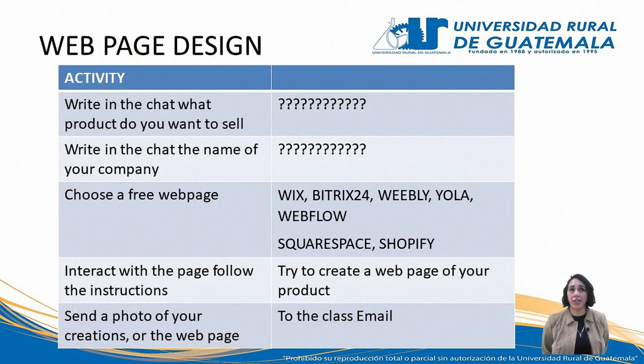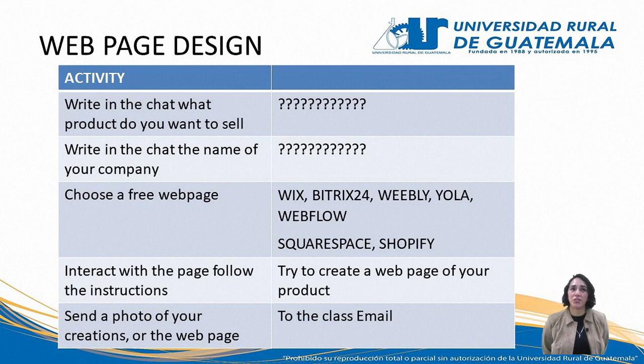Okay, we have the activity here. First of all, you have to write in the chat what product you want to sell or what service you want to offer. In the class, we're going to have a few minutes to write in the chat. So start thinking about your ideas of what product you want to sell. Number 2, you have to write in the chat also what the name of your company is going to be. So I need first your idea, what you want to sell or if it's a service, and number 2, the name of your company.